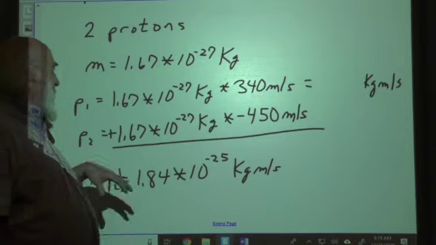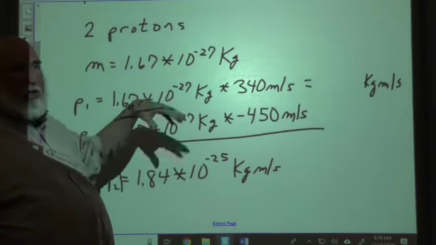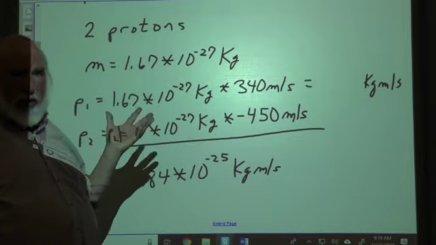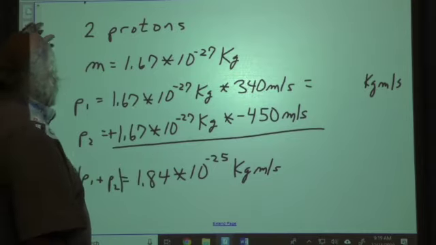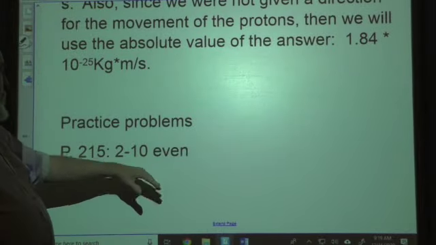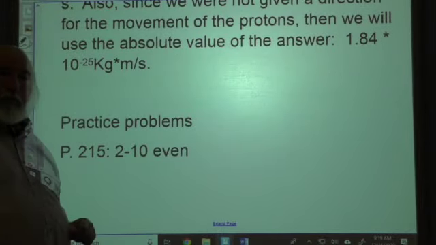That's really all there is to it for momentum. The problems you're doing may be done separately, or maybe a couple of them you have to add together, but this is pretty much all there is to momentum. So your assignment is 2 through 10 even on page 215. Have fun.